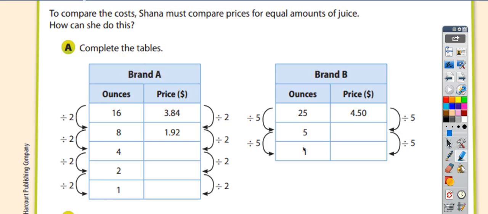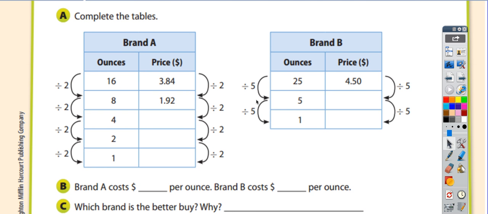So the strategy here is on question A. The question reads, how can she do this? Question A says, complete the tables. The strategy here is to divide until you get down to 1 ounce. Look at what's happening, I'm going to use a blue pen here, on brand A.